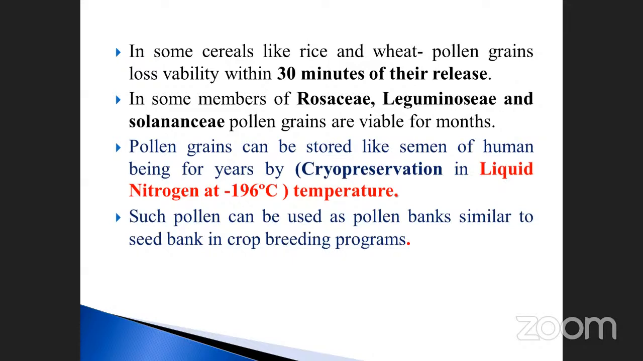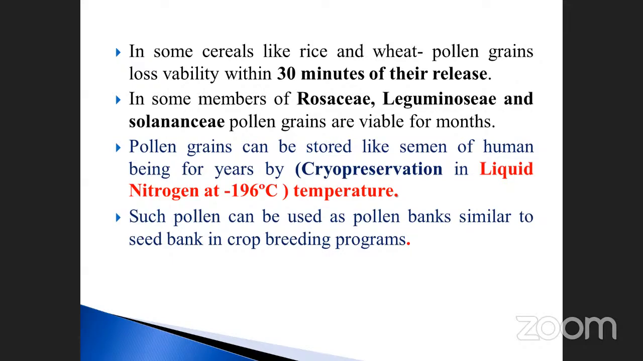The pollen grains as well as the sperm or egg are mostly preserved in the laboratory with liquid nitrogen, that is very, very important. Liquid nitrogen at minus 196 degrees Celsius temperature. This is very, very important. Just go and check it. 3 question papers must have this question.